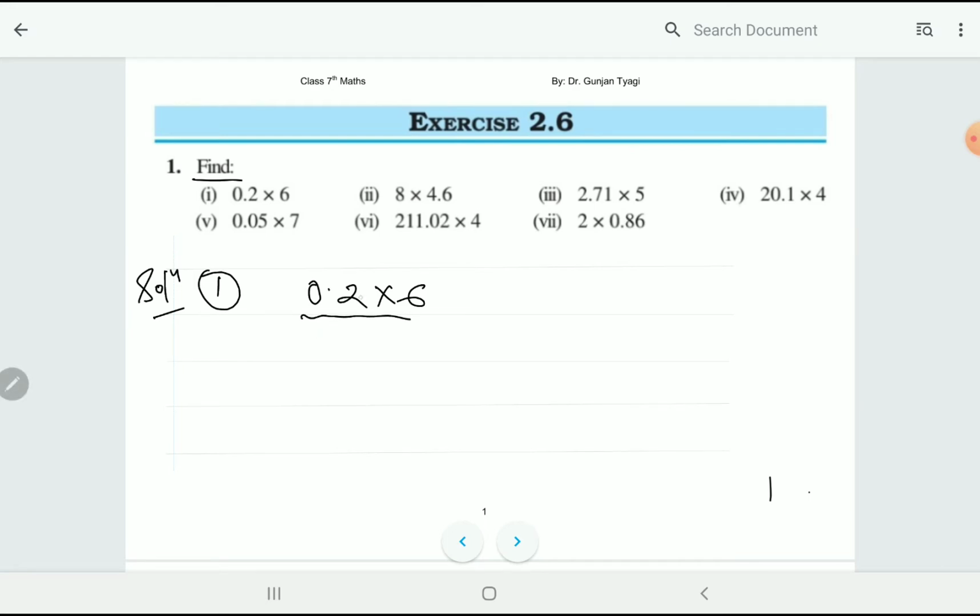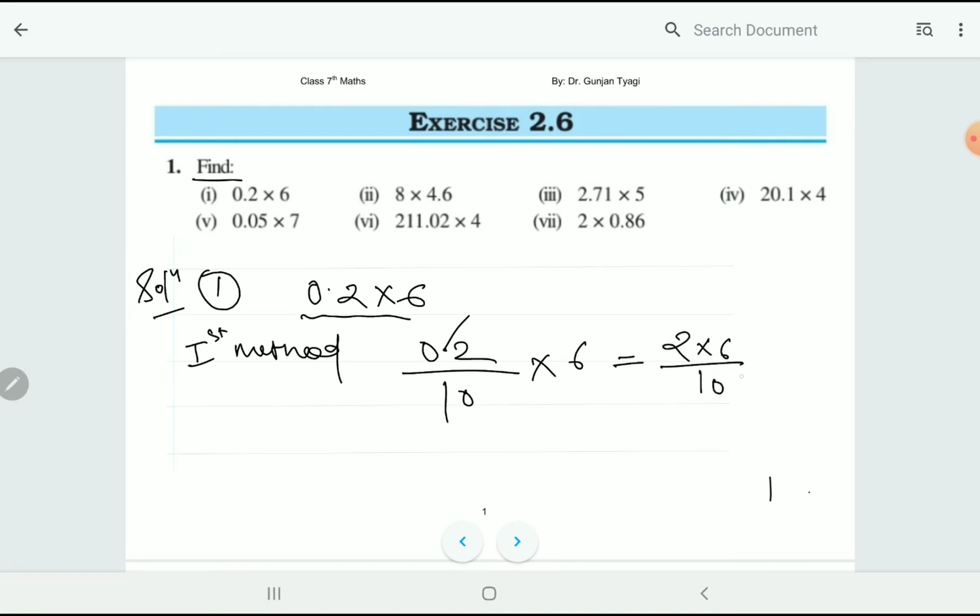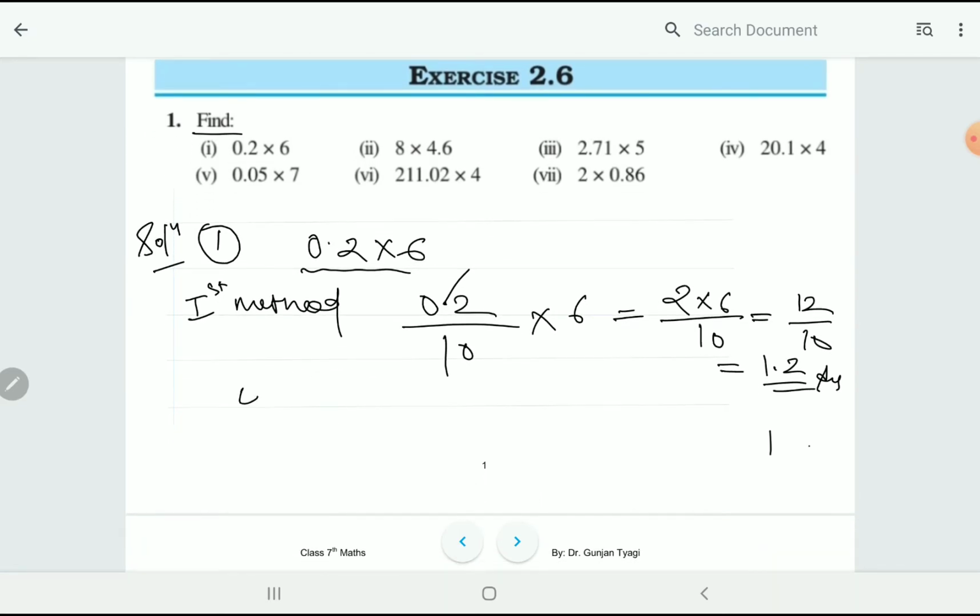So it is the first method. First of all, remove the decimal and convert the decimal into a fraction, like that: 2 by 10, it is 2 by 10 multiply 6. Now you can do the multiplication simply. 2 multiply 6 by 10, that is 12 by 10, and when you divide 12 by 10, it is 1.2. This is the answer.